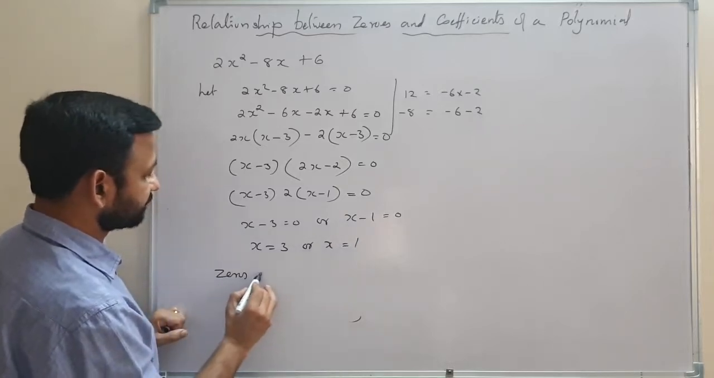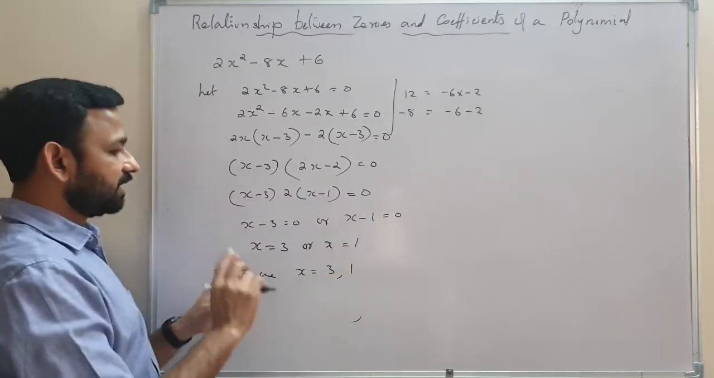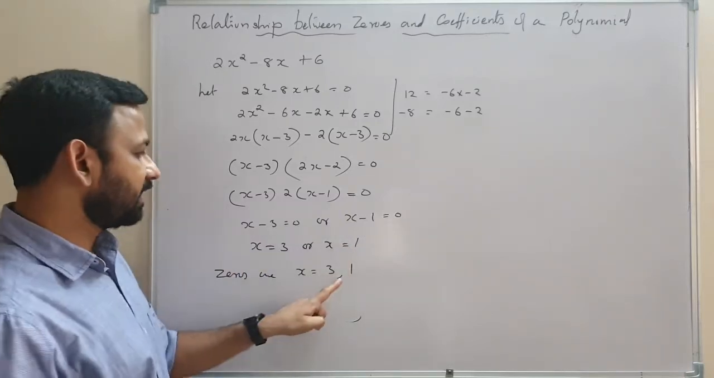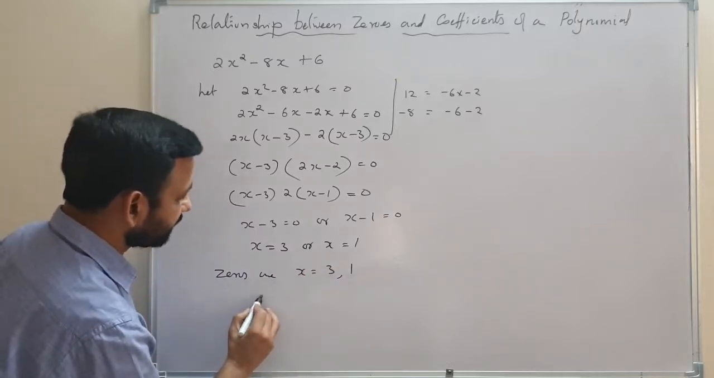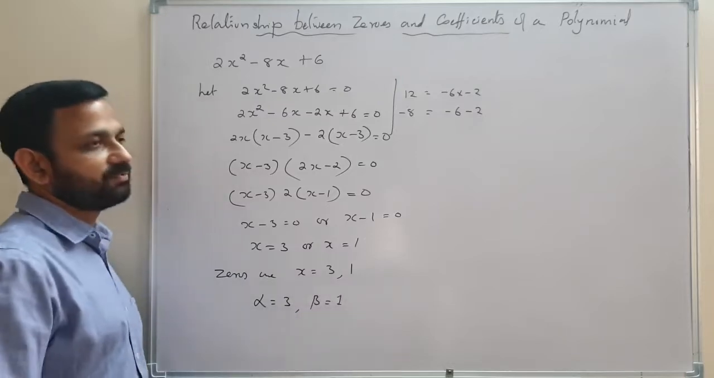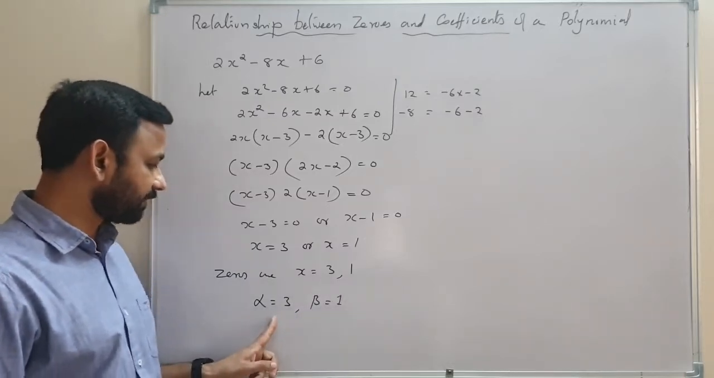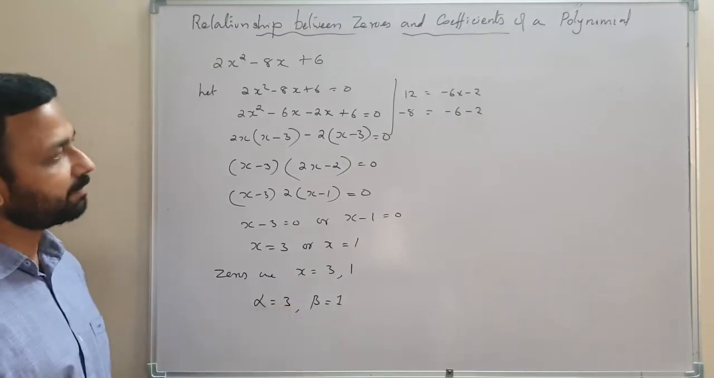Therefore the zeros are x is equal to 3 and x is equal to 1. So these are the zeros of this polynomial. Let alpha equal to 3 and beta equal to 1. The first zero we take as alpha and the second zero we take as beta.